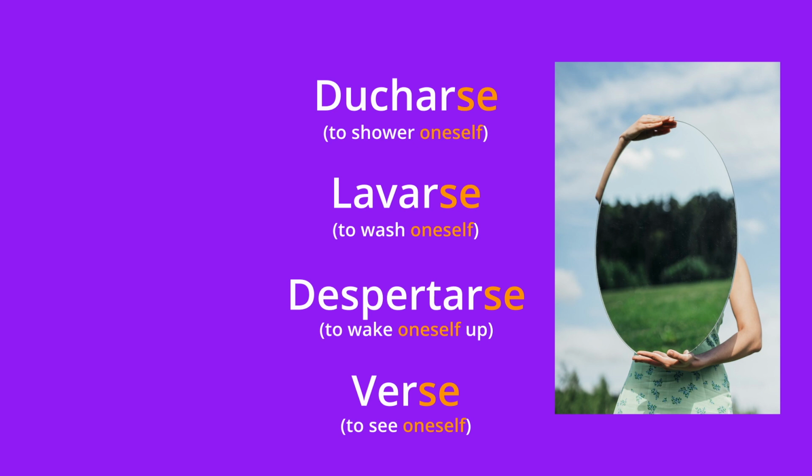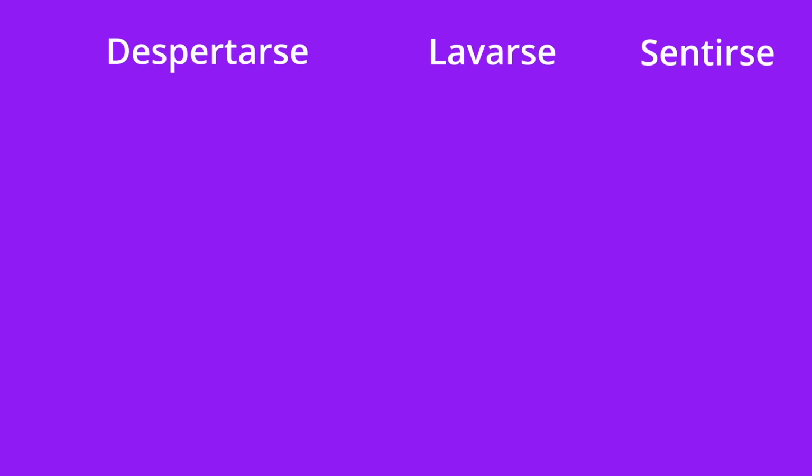One thing to keep in mind is that adding se to the end of the infinitive verb form is just an official way to show that the verb is reflexive. Meaning that when it comes to actually using it, you will have to use a different reflexive pronoun in order to match the subject that does the action. I'll explain. Let's take the verbs despertarse, lavarse, and sentirse, for example.